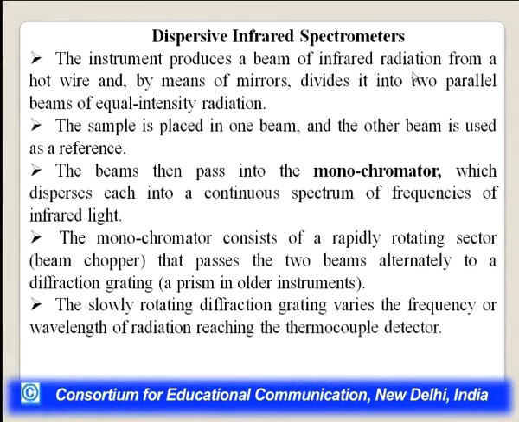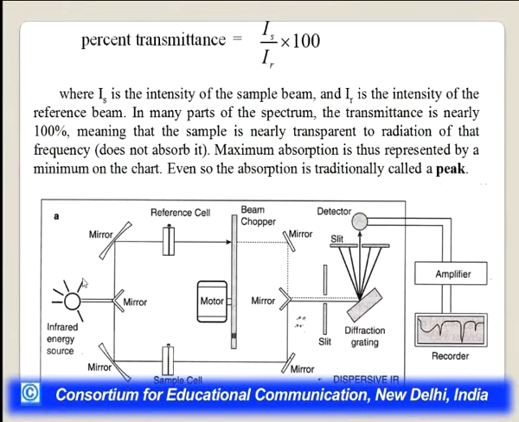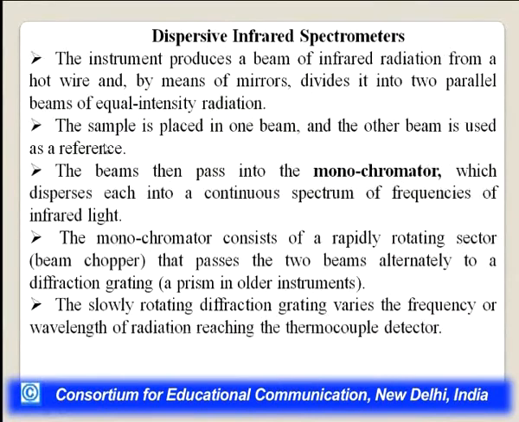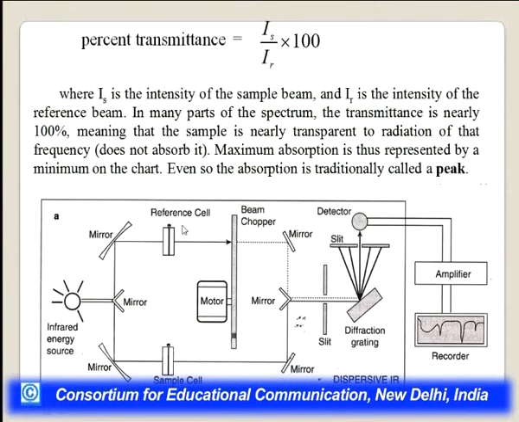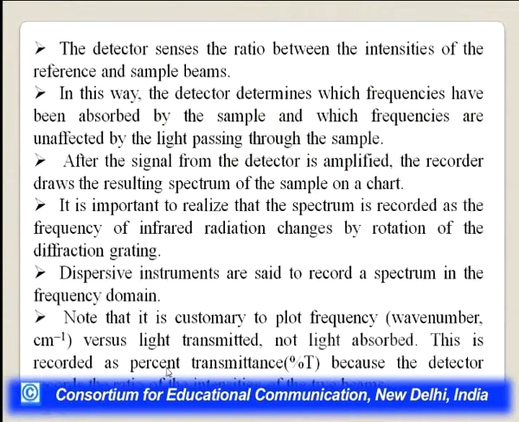Now first, what is a dispersive infrared spectrophotometer and how does it work? The instrument produces a beam of IR radiation from a hot wire and by means of mirrors divides it into two parallel beams of equal intensity radiation. You can see in this figure, this is the IR source and this IR radiation is bifurcated by these two mirrors. The sample is placed in one beam and the other beam is used as a reference. You can see over here, this is the reference cell and this is the sample cell.